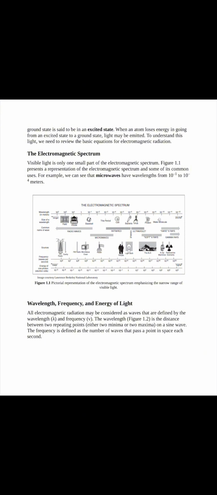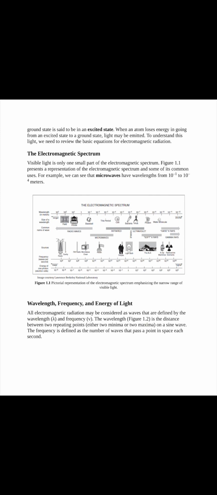The electromagnetic spectrum. Visible light is only one small part of the electromagnetic spectrum. Figure 1.1 presents a representation of the electromagnetic spectrum and some of its common uses. For example, we can see that microwaves have wavelengths from 10^-1 to 10^-4 meters. Figure 1.1, pictorial representation of the electromagnetic spectrum emphasizing the narrow range of visible light.